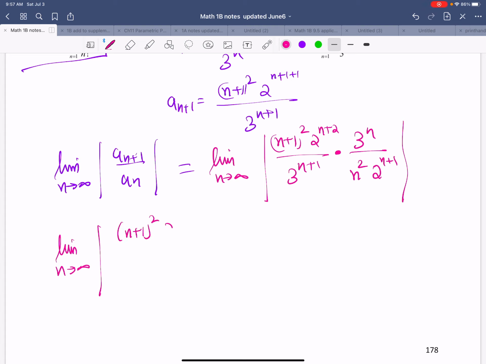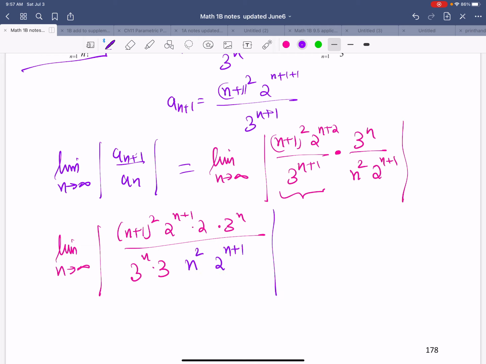(n plus 1) squared, 2 to the power n plus 1 times 2. That's the same thing as 2 to the power n plus 2. And we have 3 to the power n in the numerator. The denominator, I have 3 to the power n plus 1. I'm going to write it as 3 to the power n times 3. And then I have n squared, 2 to the power n plus 1.